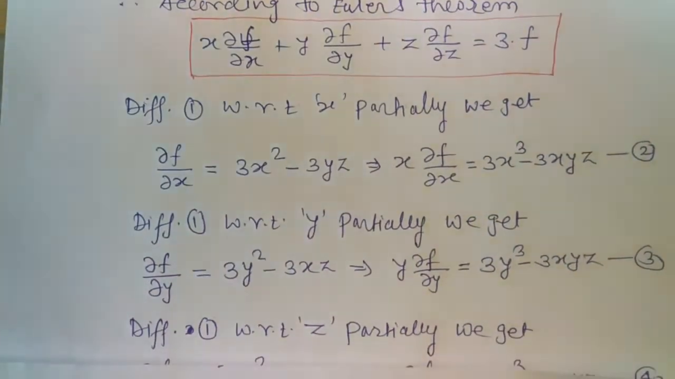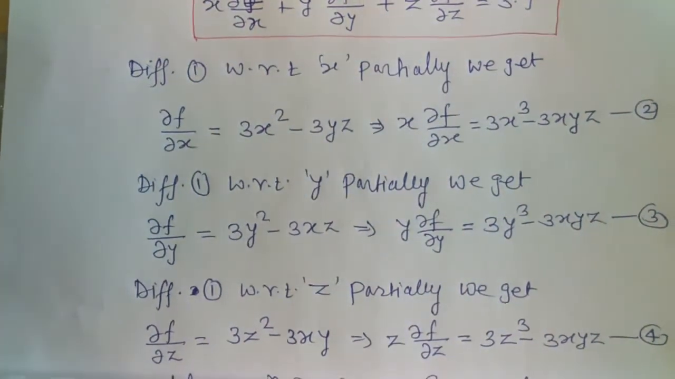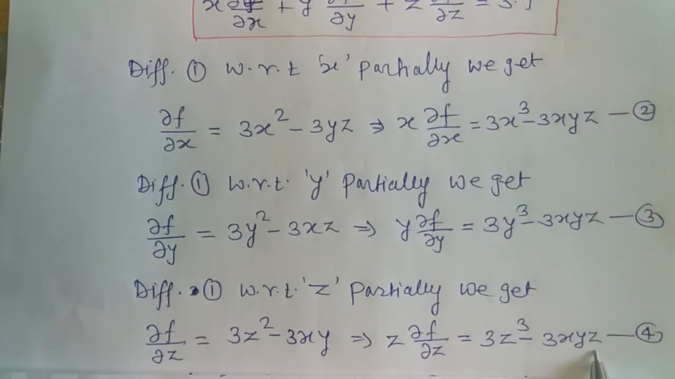Now the partial differentiation of equation first with respect to z, we get del f by del z equal to, x cube plus y cube are constant with respect to z, so their derivatives are 0. The derivative of z cube with respect to z is 3z square, minus, with respect to z, 3xy are constant, so as it is, and the derivative of z with respect to z is 1. So we get del f by del z equal to 3z square minus 3xy. Now multiply it by z, we get z del f by del z equal to 3z cube minus 3xyz.